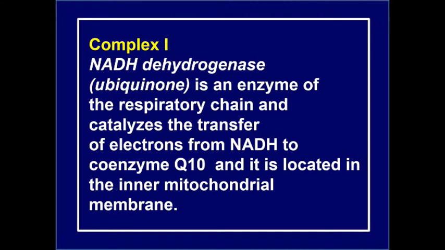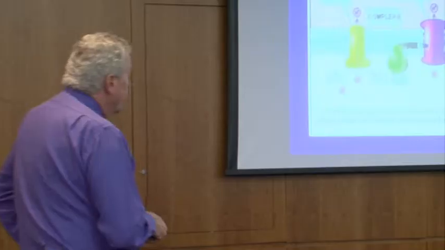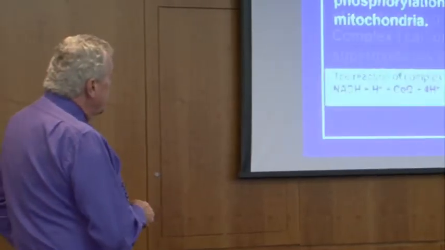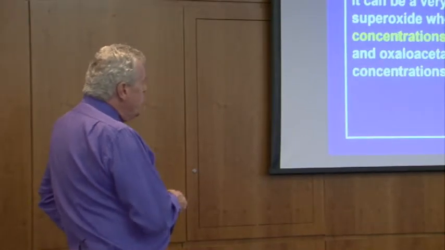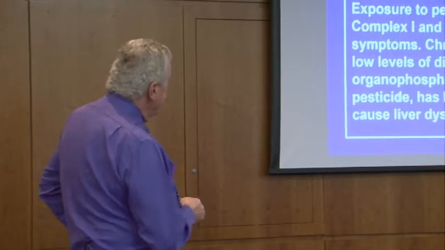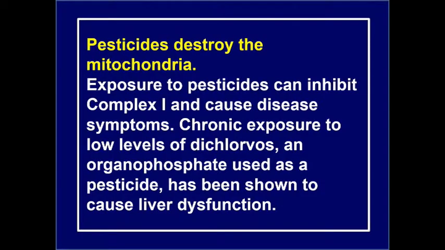So complex 1 is called NADH dehydrogenase. That's the one where ubiquinone or CoQ10 goes from. So I don't want to get stuck down with these. You can use these. These can all potentially leak free radicals. We know that pesticides do a lot of destruction to mitochondria. That's not good news when you see what most people do.